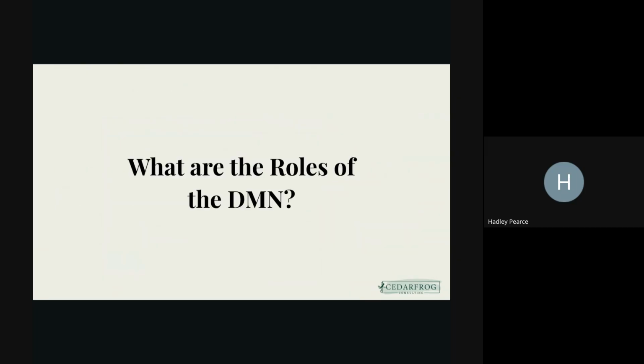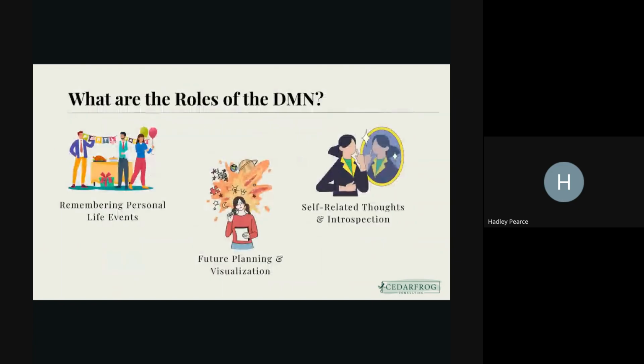So what are the roles of the default mode network? There are five primary cognitive functions that are linked to the default mode network. Remembering a personal life event, so accessing personal memories and experiences, reconstructing past events with an emotional context. It's important for building identity and self-continuity, so who we are in ourselves and who we believe ourselves to be.